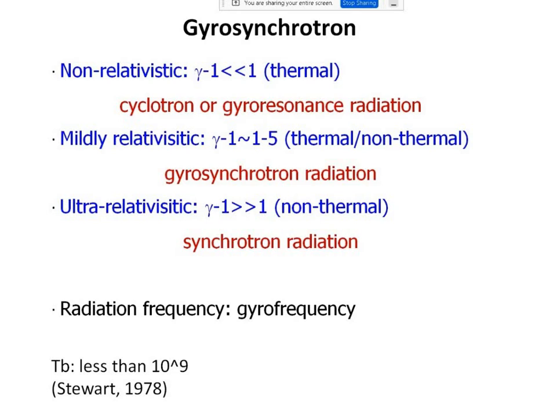For ultra-relativistic electrons, which means gamma is very high, it's non-thermal emission only. So this is called synchrotron emission, and the radiation frequency is equal to the gyro frequency. And for solar radio emission, the TB is usually very small, usually less than 10 to the 9th K.